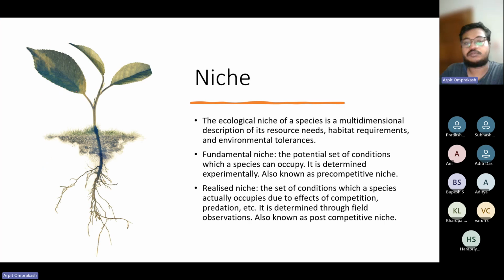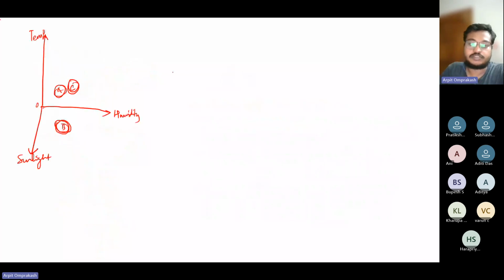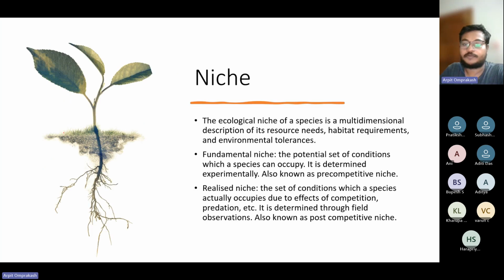Basically, niche is the place of a species in this multidimensional space. So this area here is the niche of species A, this is the niche of species C, this is the niche of species B. Now again, we have two kinds of niche for a given species, the fundamental niche and the realized niche. The fundamental niche is the potential set of conditions which a species can occupy. It is generally determined experimentally.